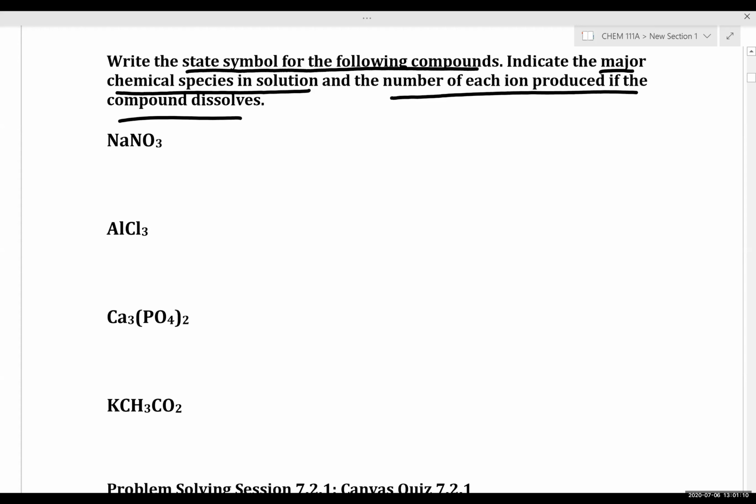So let's take a moment. Let's look at these four examples. Let's assign the state symbols for each of these compounds and then indicate the ions present in solution. And don't be shy to submit your responses in the chat. So I'd like to see in the chat the formula and the state symbol, or the formula and the ions present in solution.